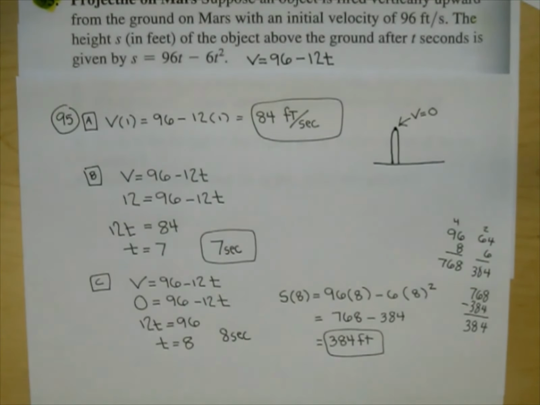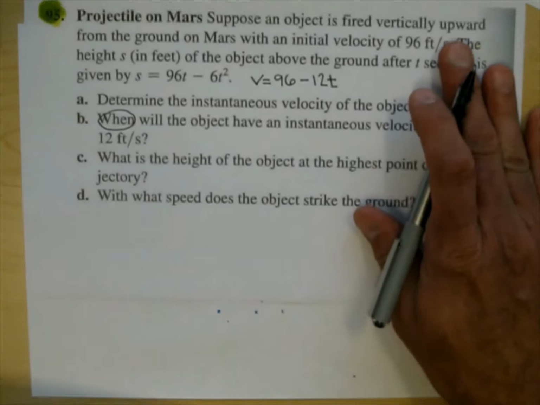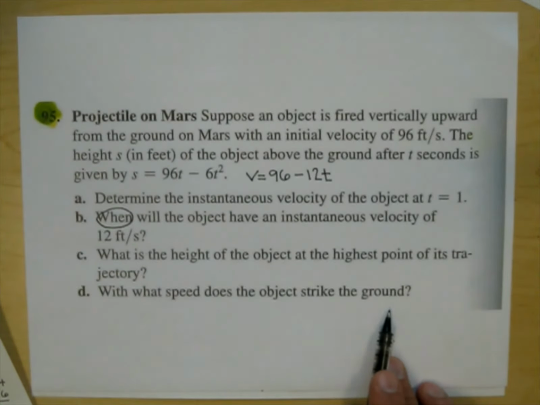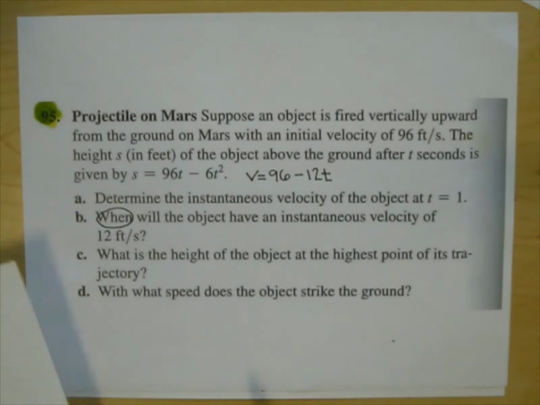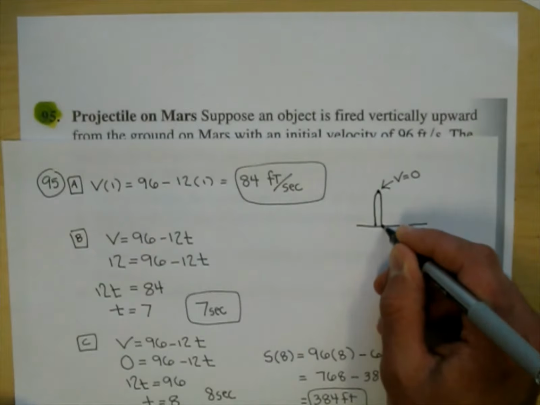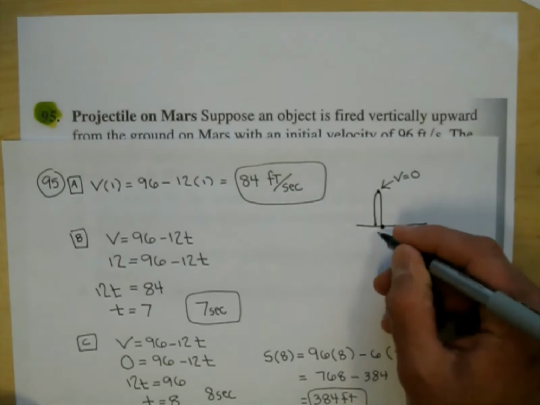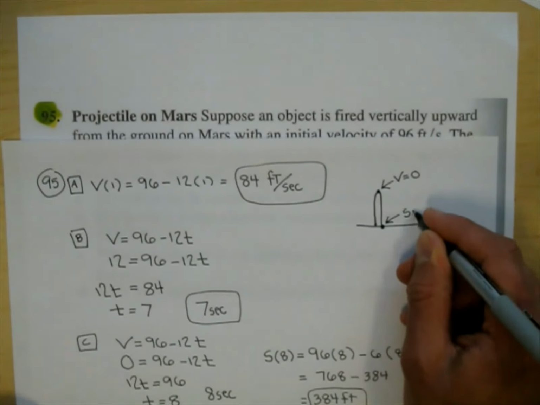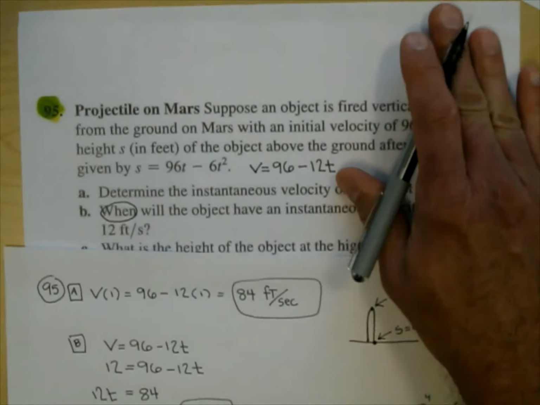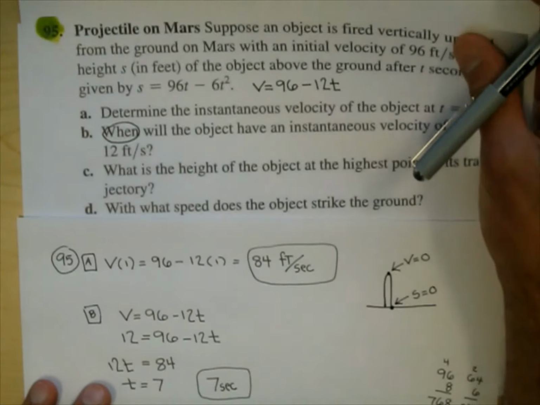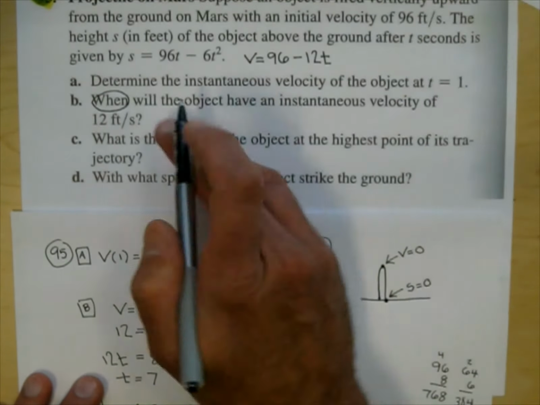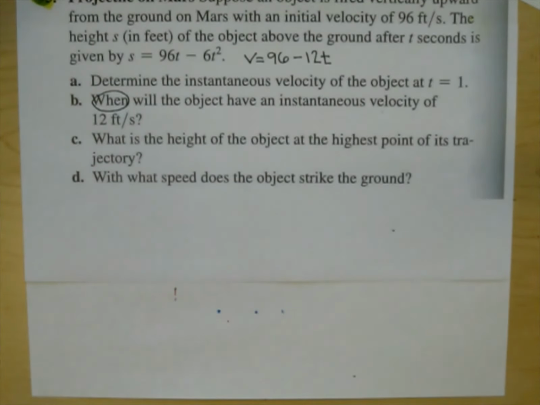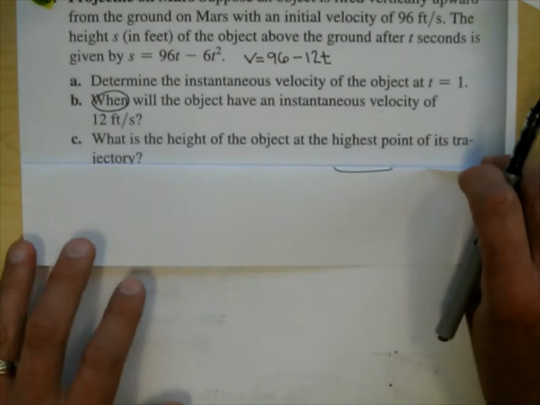Let's see what part D asks us to do. With what speed does the object strike the ground? Okay, so when the object strikes the ground, it's not when v is 0, it's when the position is 0. Okay, so let's see if we can fit this on here. There is the position function. I'm going to fold the paper so it says that.